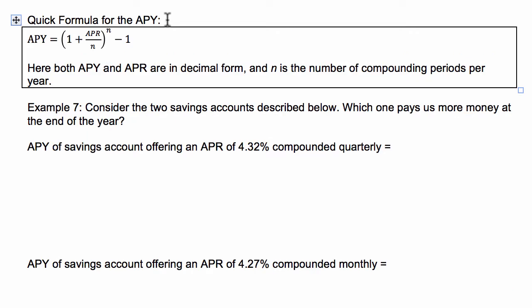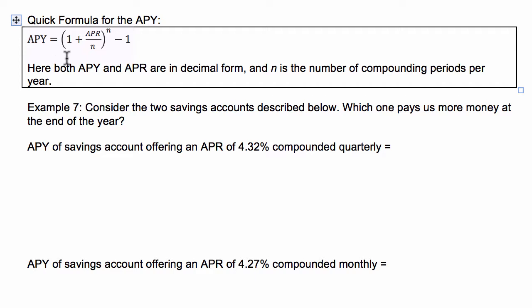Financial institutions usually report their interest rates in terms of APR. But since the APY, or annual percentage yield, is the actual percentage return earned in a year, you should probably find out the APY before deciding on an investment. Here's a quick formula for the APY that you can use if you know the APR and the number of compounding periods in a year.